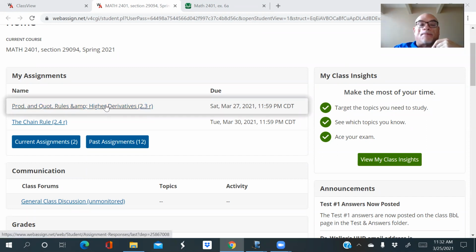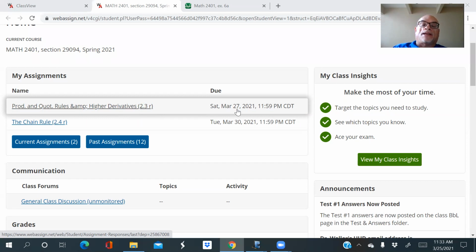Last time we were talking about the product and the quotient rules, and I still have that assignment due for Saturday evening. This one is lengthy, though. There's lots of problems here because you need lots of practice with the product and quotient rules. And then we haven't discussed higher order derivatives yet, although that won't be conceptually all that difficult to grasp. So we're going to talk about that today. But I still have this due on Saturday.